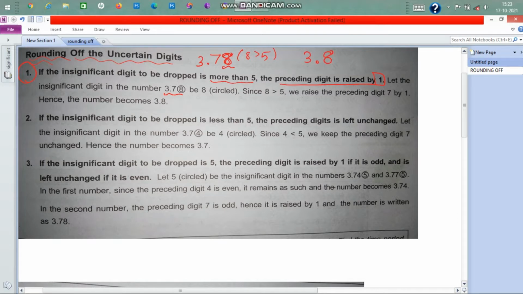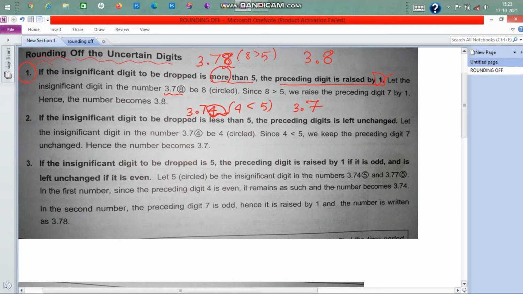Now let us see the second rule. Suppose we have 3.74, 4 is less than 5. If the digit to be rounded off is less than 5, then the preceding digit is left unchanged. If the digit to be dropped is less than 5, then the preceding digit should be unchanged. If the digit to be dropped is more than 5, then the preceding digit should be raised by 1.